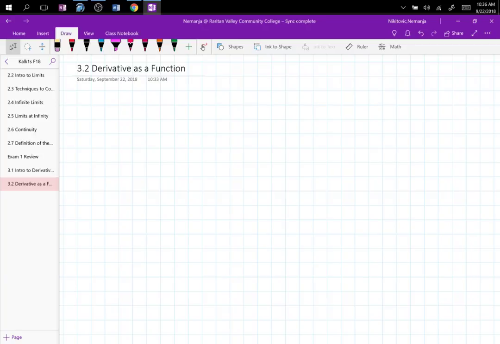That's it, take two, right? Section 3.2, derivative as a function. Yeah, my voice is still gone, so let's make the best we can out of it.